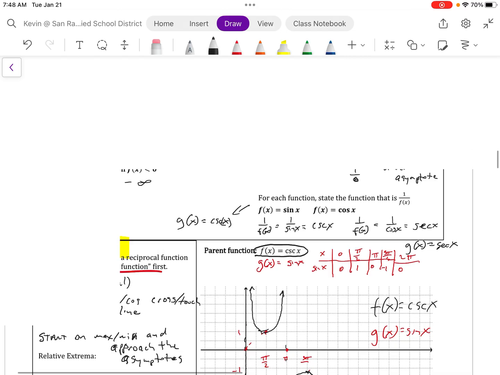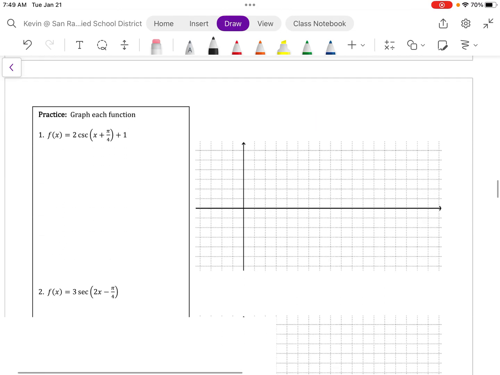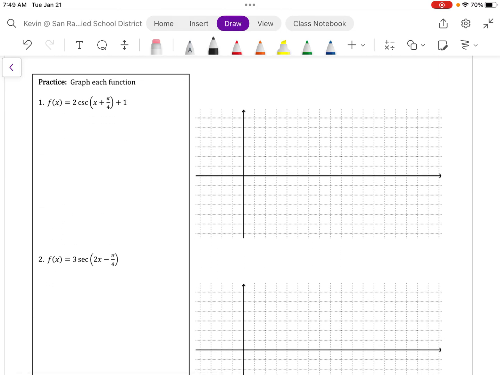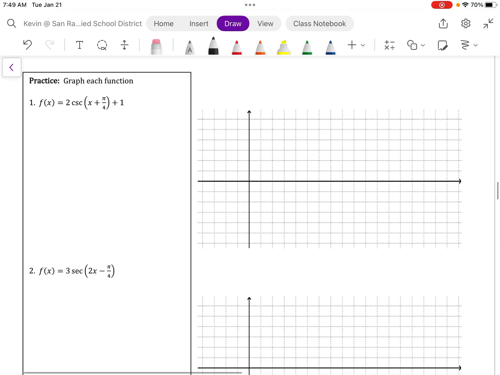Okay, so this is 4.6, page 2. Now we're just going to take our cosecant and secant functions and graph them, but we're going to have some transformations. And again, the easiest way to do this is to use the buddy. So what we're going to do is say g of x equals 2 sine of the quantity x plus pi over 4, plus 1.